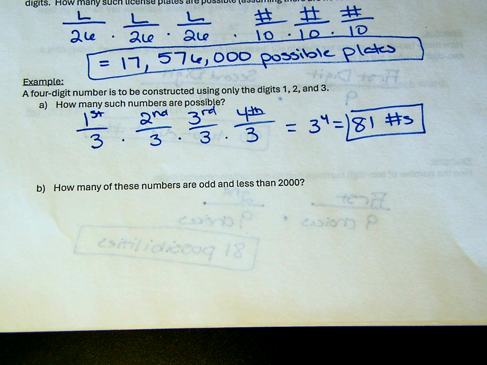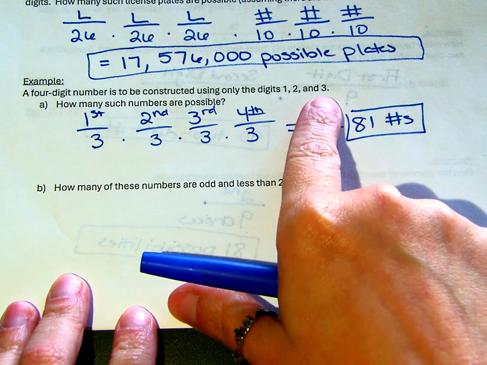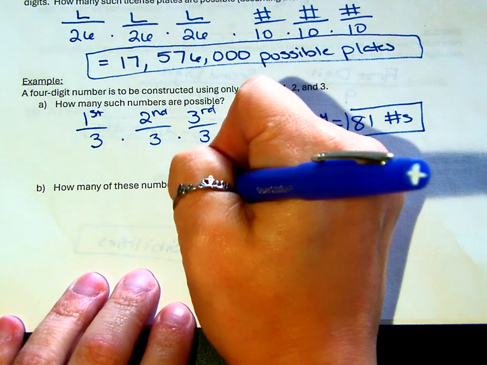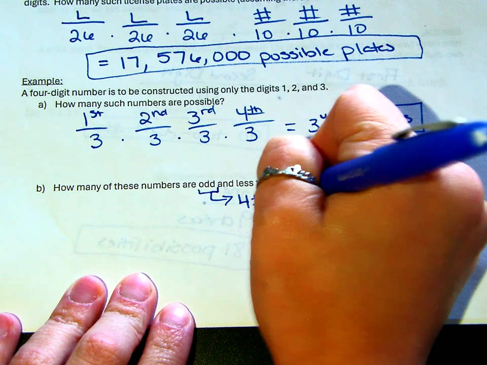Part B is going to put a restriction. Part B says how many of these numbers are odd and how many of these numbers are less than 2,000. We have 2 different restrictions. So we have to remember we're not dealing with every number that's a 4-digit number. We're dealing with digits 1, 2, and 3. So if we are odd, this tells me that my 4th digit is either a 1 or a 3. It cannot be a 2 because I have to be odd.